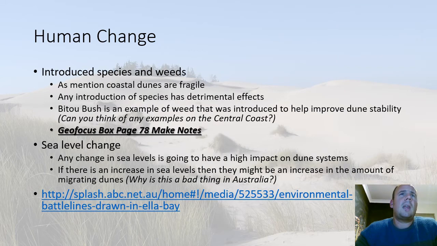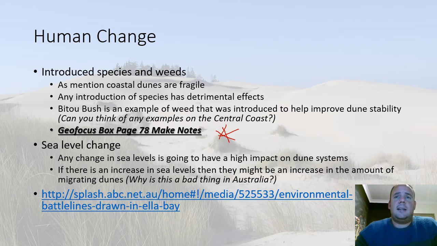And then we also introduce species of weeds and plants that don't help. The bitou bush is an example that was introduced to help dune stability, and as a result it's killing all the natural plants. It'd be good if you can think of some examples on the Central Coast where we have an area with lots of that. Again, there's the Geo Focus box on page 78. You can make notes about the bitou bush. That'd be a great example to use on how humans are impacting dune formation.